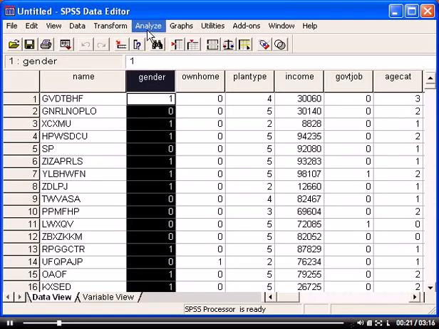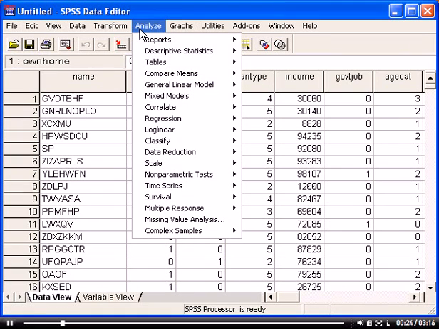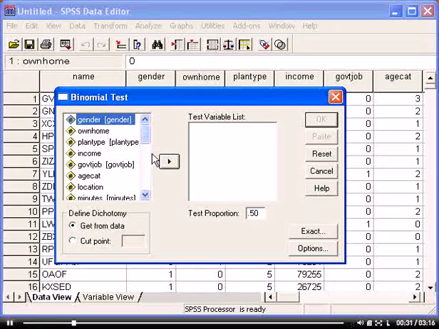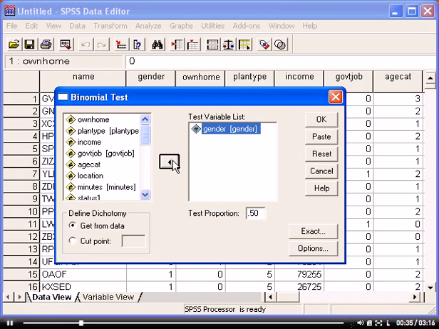So I'm going to go to Analyze. You don't have to highlight it, but I'm just going to go Analyze, and I'm going to go Non-Parametric Tests. I'm going to go to Binomial, and I'm going to click on Gender, put it over here, and I'm going to look for, is basically the proportion 50%? Are men 50% or are women 50%? It's going to test that. And then that's pretty much all you have to do. So I'm going to click OK.